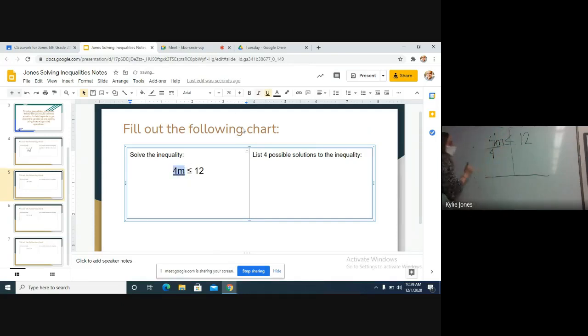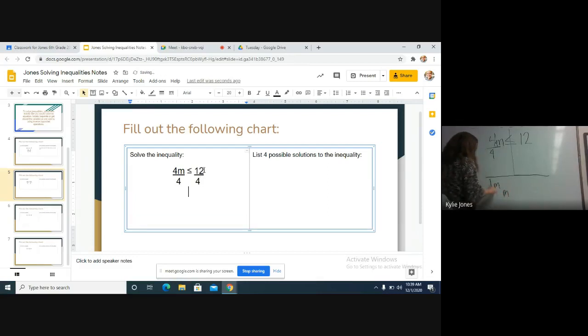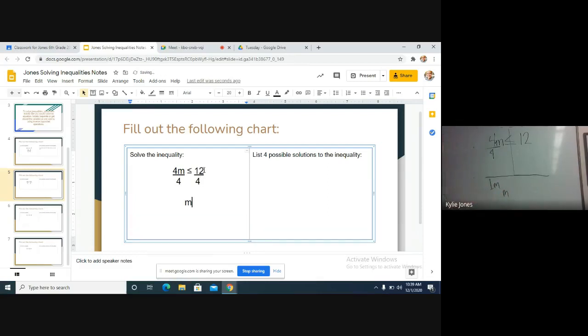If I divide 4 by 4, what is 4 divided by 4? 0. One. It's 1m. Do I have to put the 1? No. Can I put the 1? Yeah. Does it change it? No. Okay. So I'll have 1m, or m is equal to 12. Right? Oh, okay. What do I do next?